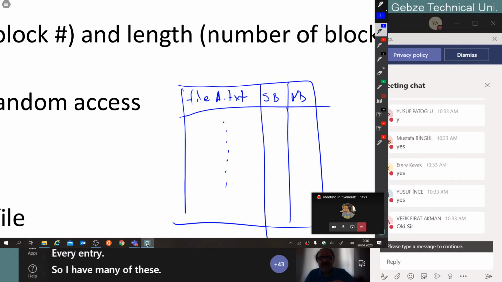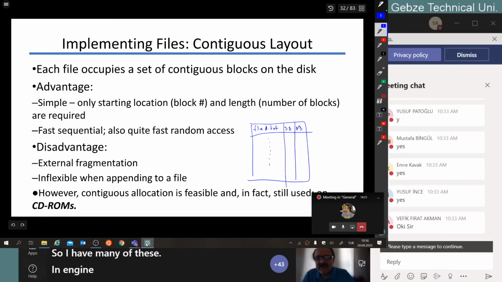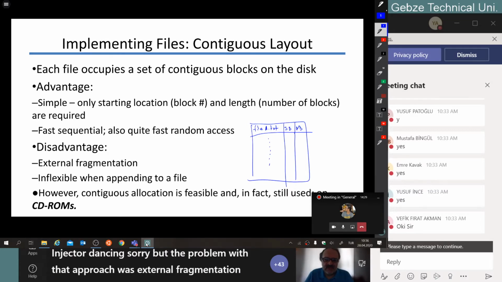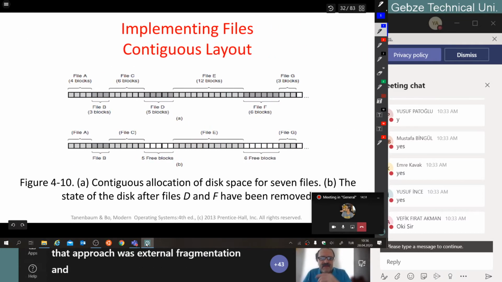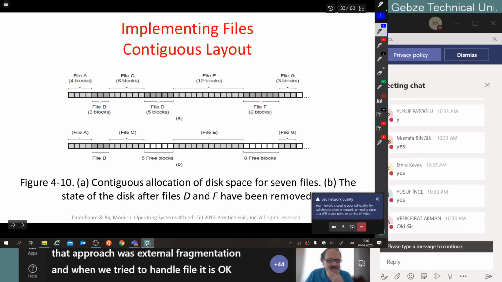But the problem with this approach was external fragmentation, and when we try to append a file, it is costly. Okay, external fragmentation.